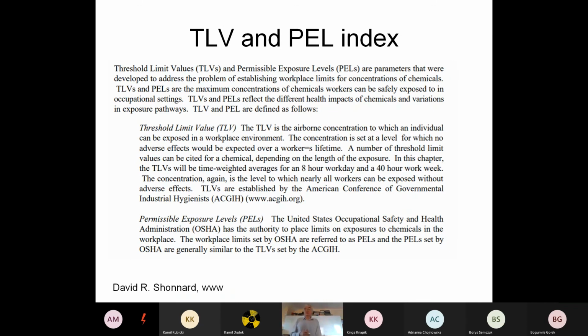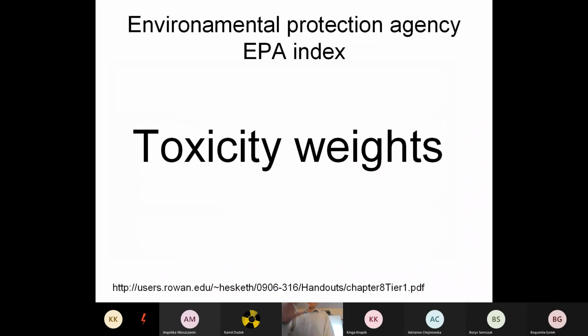described by institutions such as the United States Occupational Safety and Health Administration, which can define what is a typical level of exposure to a toxic chemical. And the Environmental Protection Agency has another index, the EPA index, the so-called toxicity weight. All of these indexes are basically similar. We'll not discuss this in a very detailed way, because the most important thing is just to remember them. So we should be aware of this fact.